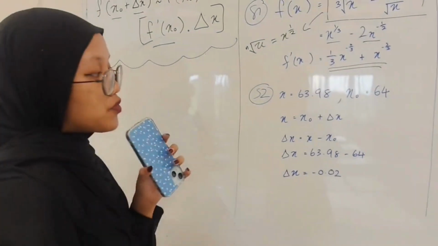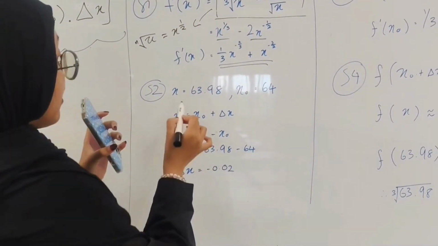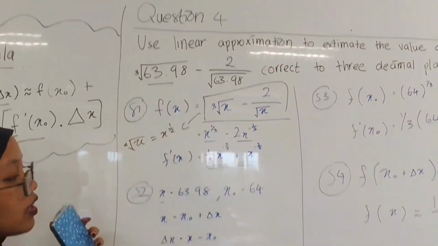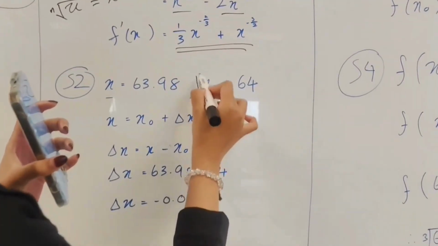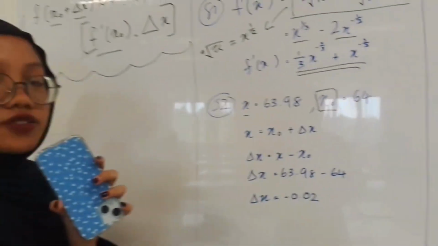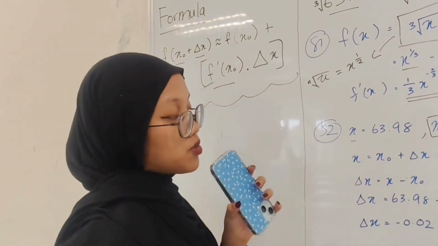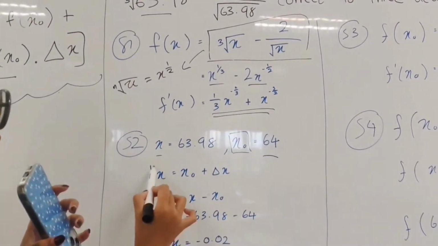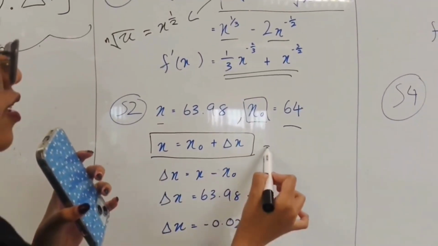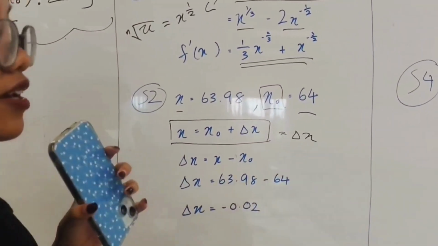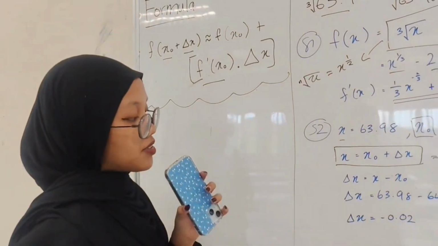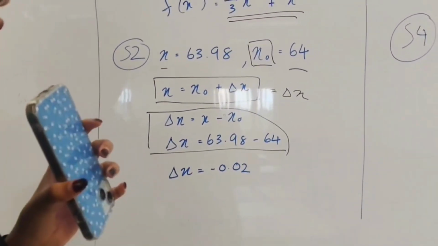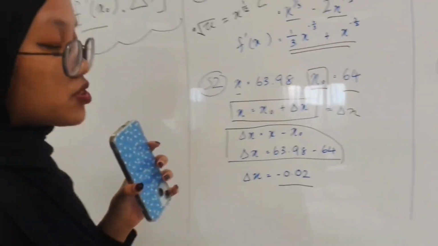So for step 2, we need to know what is the x. So the x is the original value, which is 63.98. And this is the x null. So the x null is the value to estimate from, which is the value closest to 63.98, which is 64. So this is the formula we need to use to find delta x. Delta x is the small change of x. So after applying the formula, we will get the answer for delta x is negative 0.02.